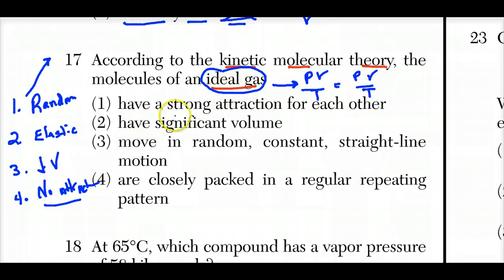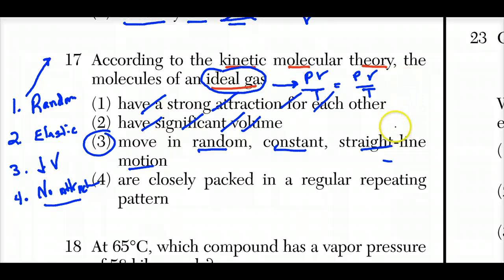In any case, they do not have a strong attraction for each other. They have weak attractions, because if they had strong attractions, they wouldn't be moving independently. They wouldn't be random. Have significant volume? No. That means they would be slower moving particles that could attract each other. Move in random, constant, straight line motion. Now, that's the winner. Okay, now why is that important?